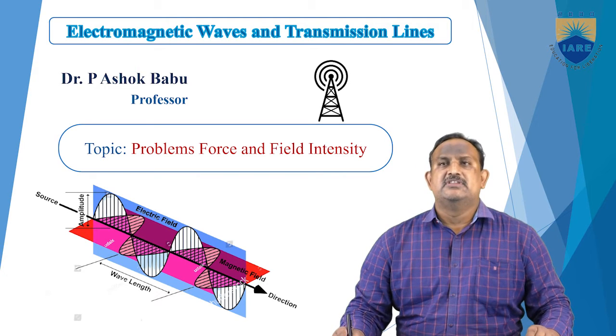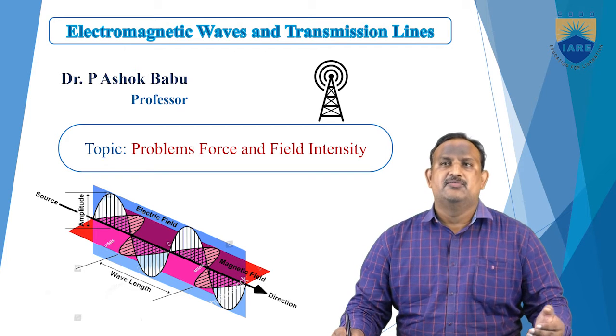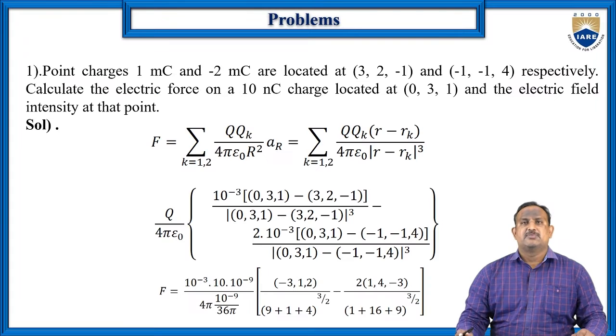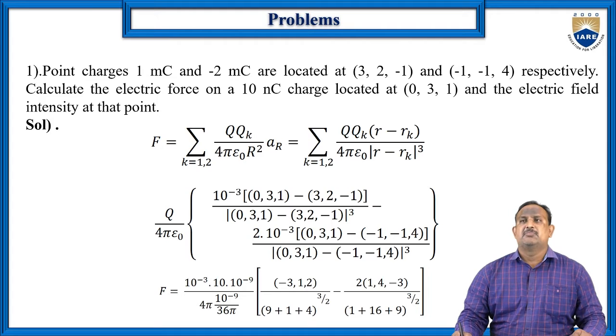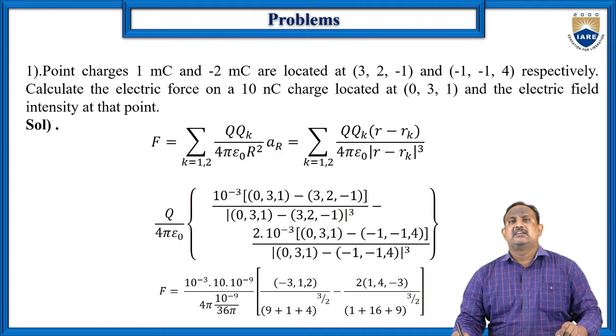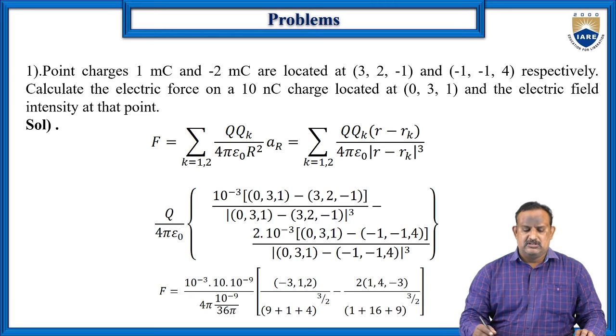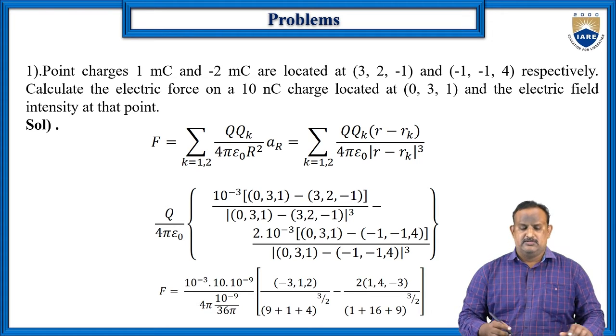So in this video, I'm going to discuss some problems on electrostatics, mainly on force and field intensity. The first problem: point charges 1 millicoulomb and minus 2 millicoulombs are located at (3, 2, -1) and (-1, -1, 4) respectively. Calculate the electric force on a 10 nanocoulomb charge located at (0, 3, 1) and the electric field intensity at that point. So here we need to find the force and electric field intensity at a given point.